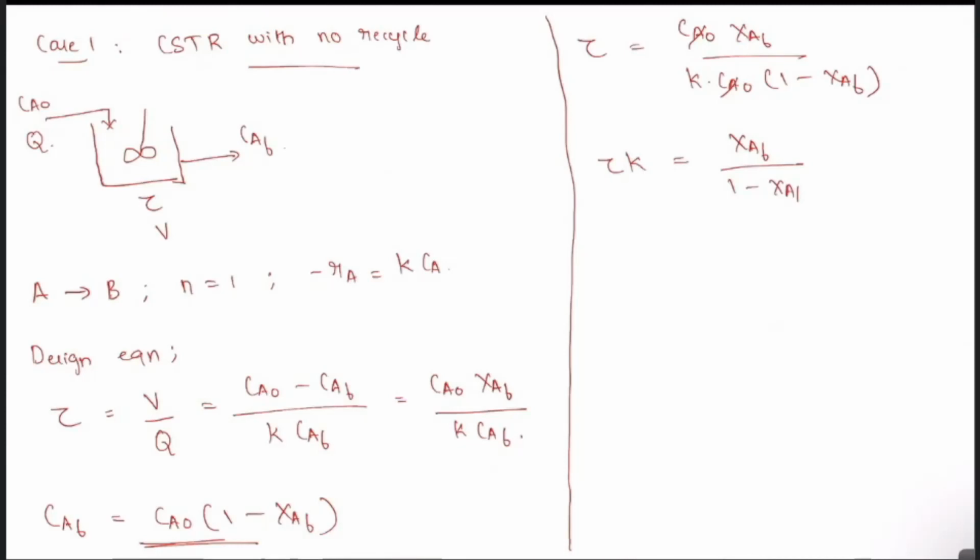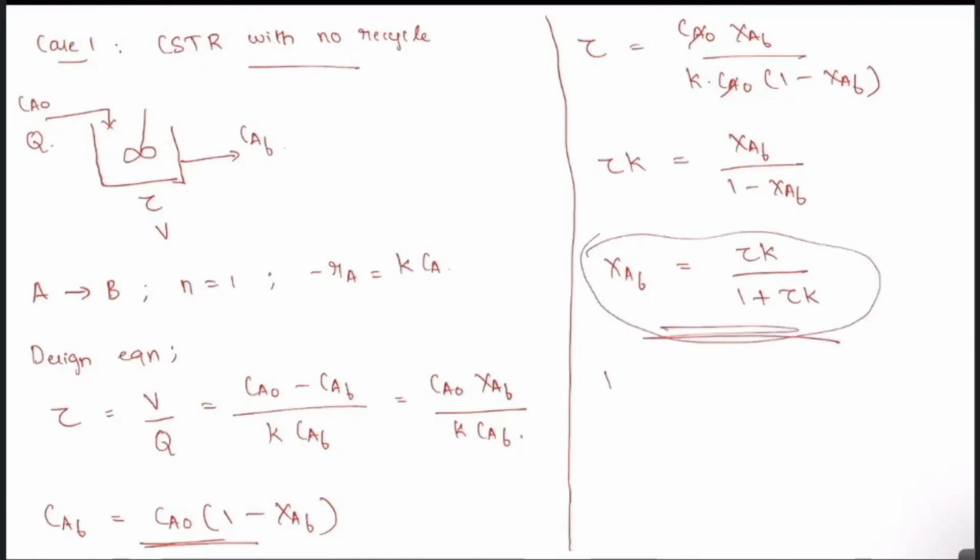And if we rearrange this a bit more, we can get XAF is equal to tau K by 1 plus tau K. So this is the final conversion without recycle. Okay. Now let us take the next case, case 2, CSTR with recycle.